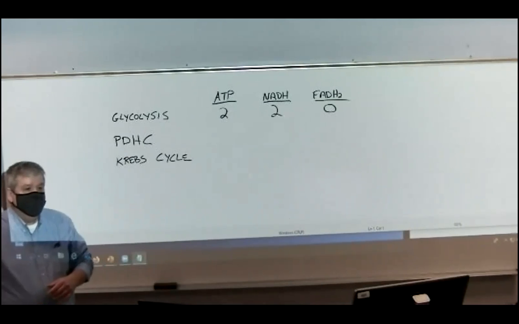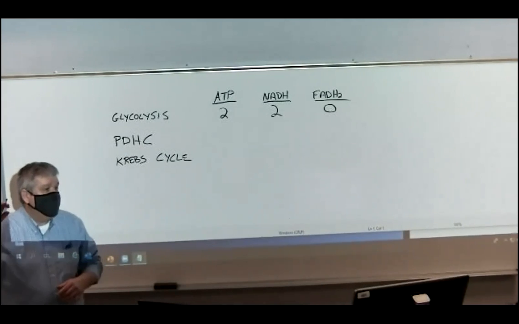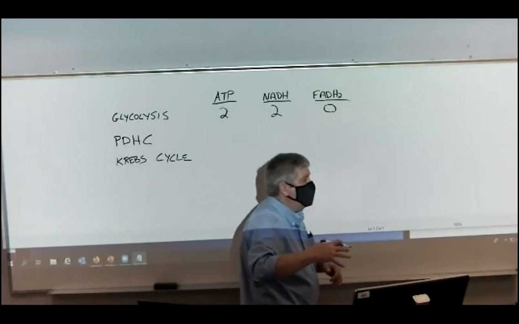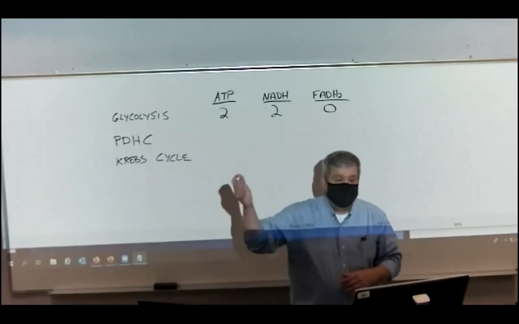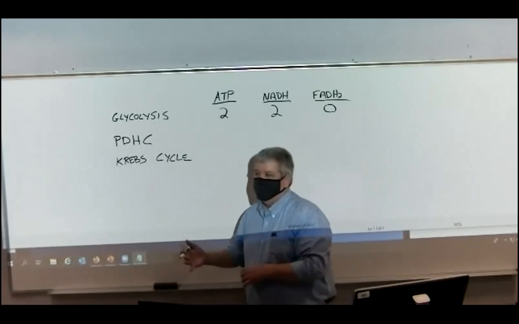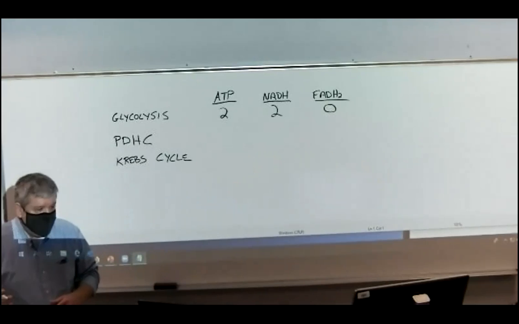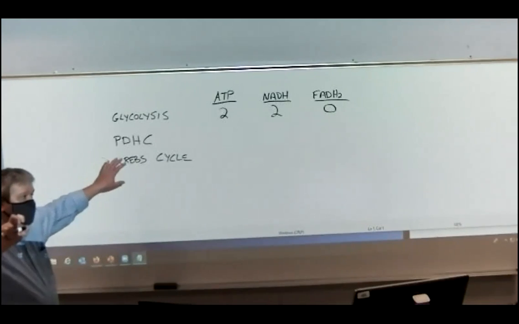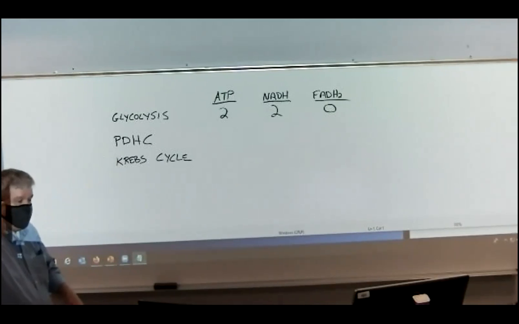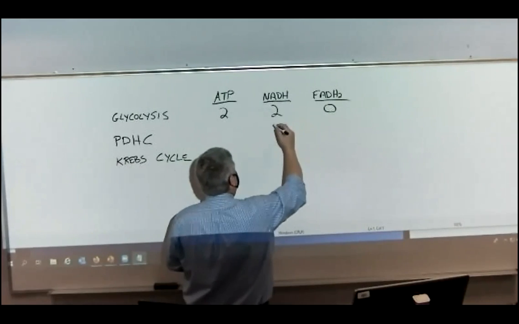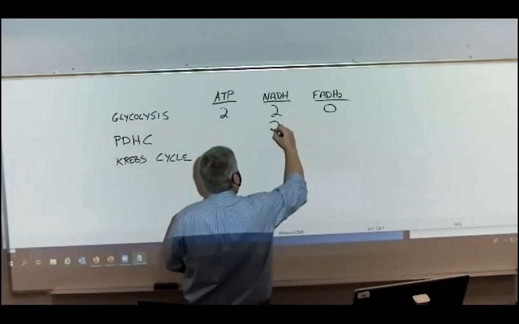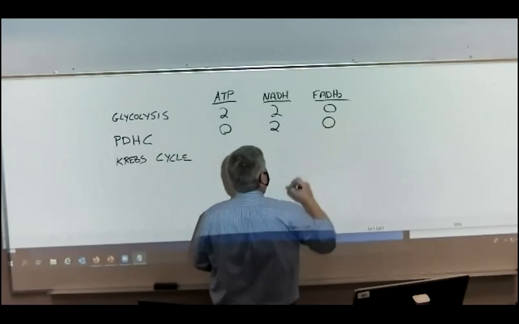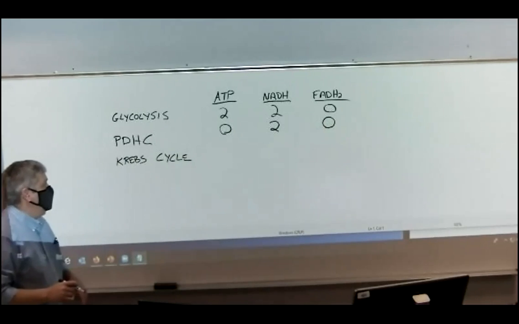So in PDHC, we start with a 3-carbon pyruvate, and we end with a 2-carbon acetyl-CoA. So we're going to consume a molecule of coenzyme A, or CoA. We're going to reduce an NAD to NADH, and we're going to make a molecule of CO2. Okay? So since we get 2 molecules of pyruvate from glycolysis, this is going to be times 2, right? So times 2 means that per glucose molecule, we're going to get 2 NAD reduced to NADH. We don't make any ATP, and we don't reduce any FAD to FADH2.